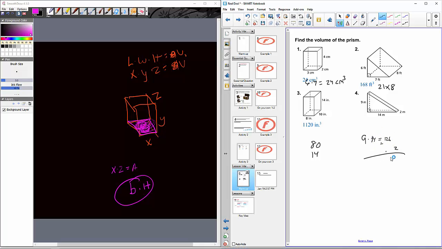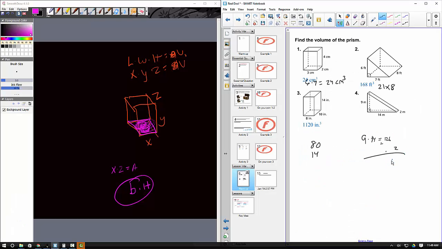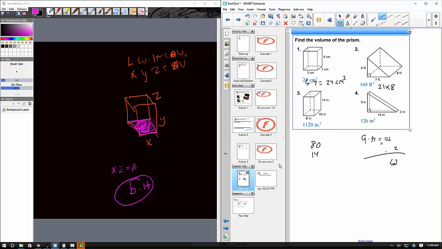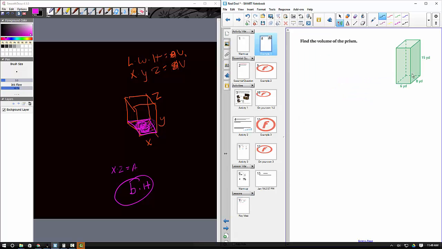And I get 63. That's the answer as well. And then I have my base is 63 times my height of 2. I should get 126. So this idea of base times height will work across the board for a lot of shapes. Again, it'll have a much longer shelf life. So let's give you some more examples. So figure out the volume of this prism. Again, the base is 8 times 6, and then multiply by 15.